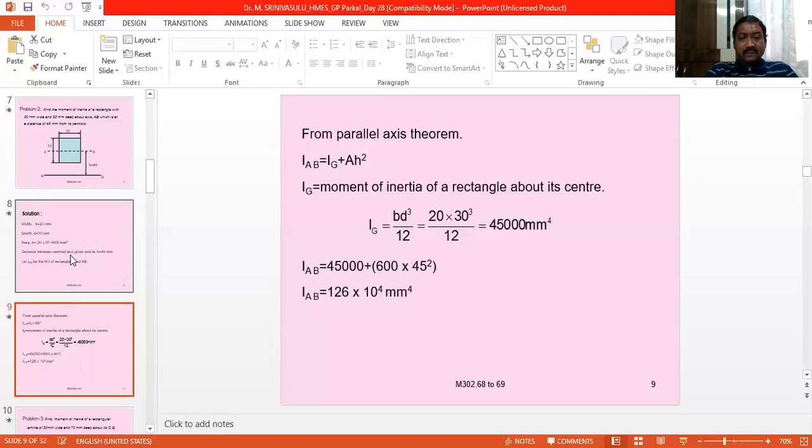So this is the required answer for the given problem. So in this way we can find out the moment of inertia of the given rectangle about any required axis which is parallel to its centroidal axis.